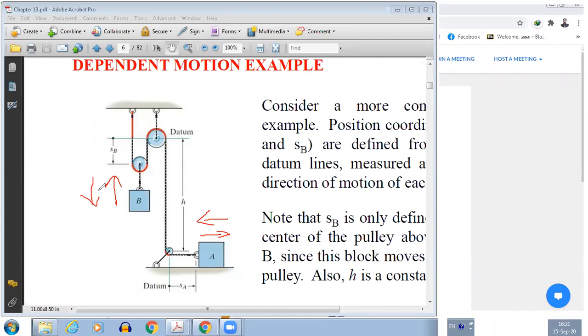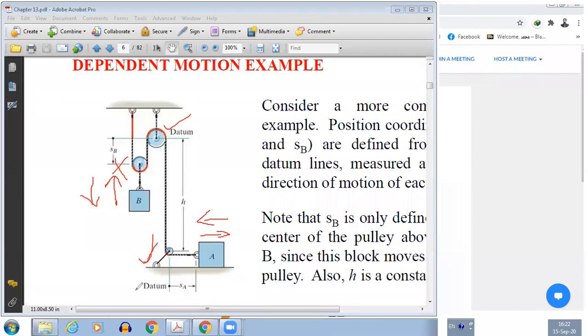First step, what was the first thing? Specify the fixed datum. Now if you see here, there is this pulley. We can put this pulley as our datum because this pulley is fixed. It's not movable. However, we cannot put this pulley as our datum because this pulley can move up and down. So this pulley is not fixed, so we cannot put it as datum. This pulley is fixed, so we can put it as our reference. This is our reference, but that is not our reference.